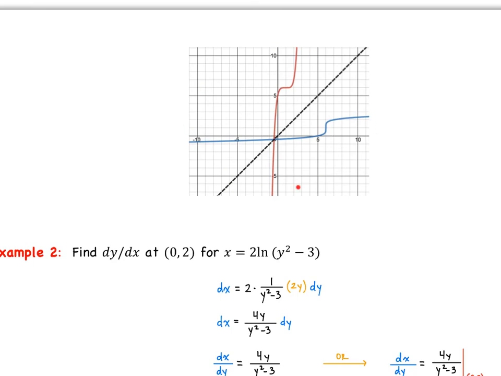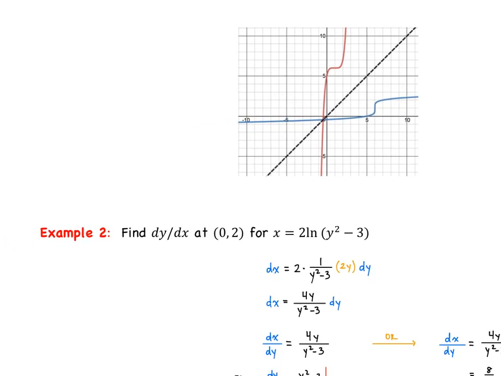Here's just a more accurate graph of that problem that we were looking at, and we were focusing on this portion right in here. All right, so now that leads us to our last example, and we want to find dy/dx at (0, 2) for x equals 2 ln of y squared minus 3.